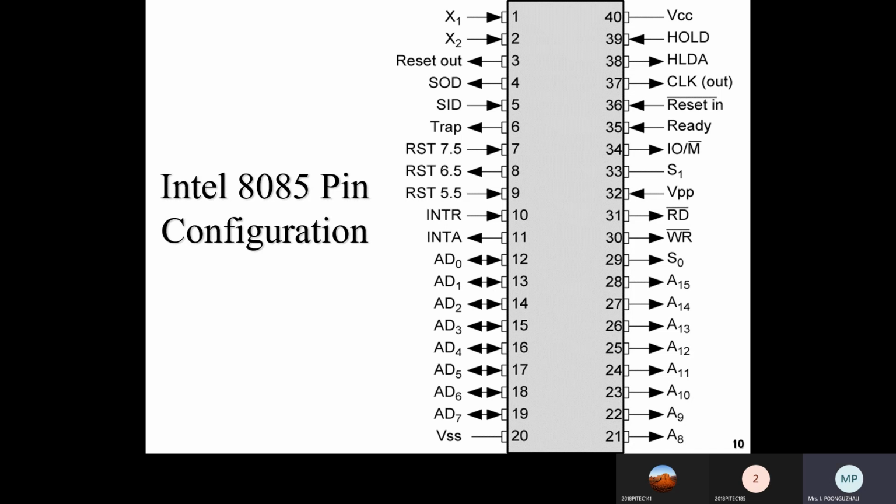Then 2 lines for the supply. Then we have 5 interrupts here. I'll explain what they are. Trap, RST 7.5, 6.5, 5.5. Then interrupt request INTR, then INTA, the interrupt acknowledgement line. What is an interrupt? Some interruption in between.